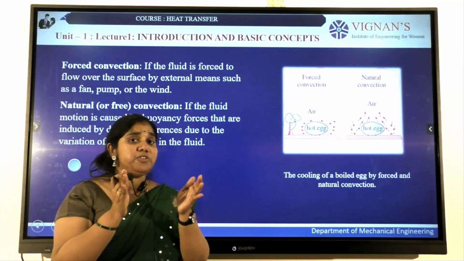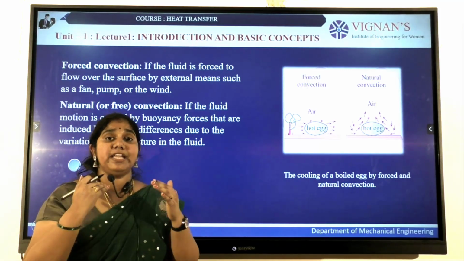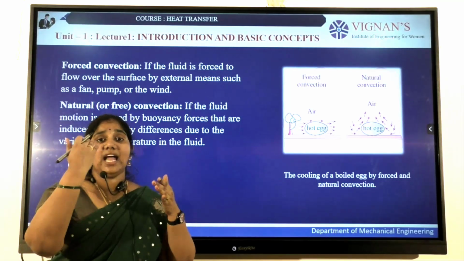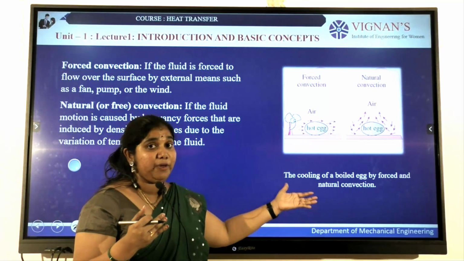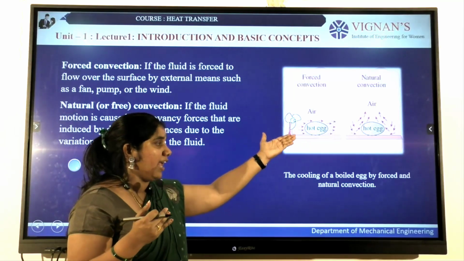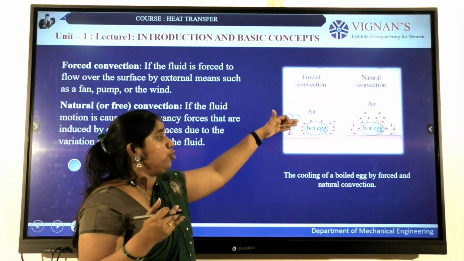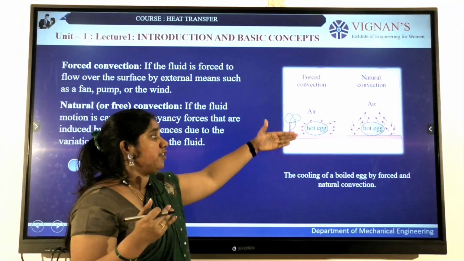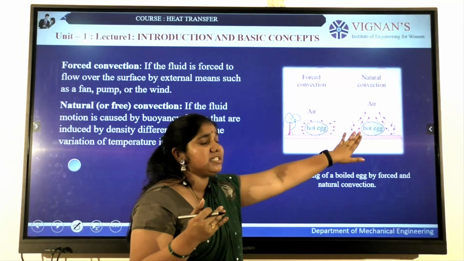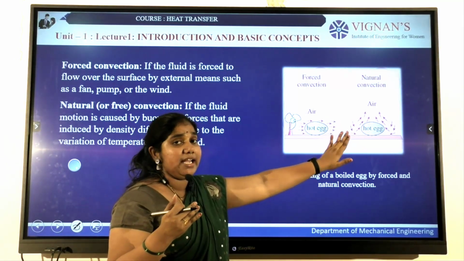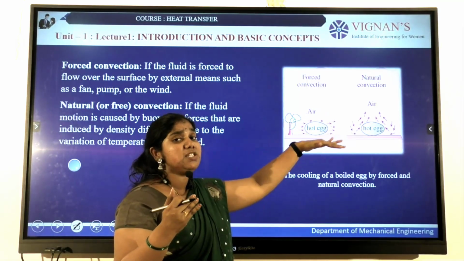If that object is kept in atmospheric air, due to density differences there will be some heat transfer between the object and the surroundings. That we call natural convection. You can see an example here of a boiled egg, a hot egg. We are forcing some fan air onto the hot egg, so there is some heat transfer between the hot egg and the surroundings, as well as natural convection, where the hot egg is kept in the air and, due to density differences, heat transfer happens.